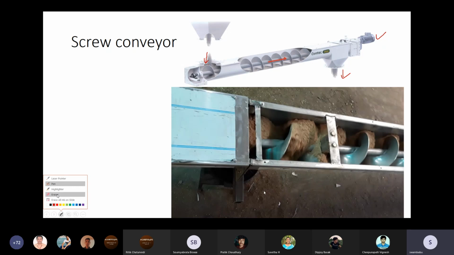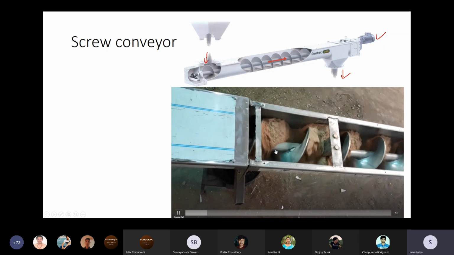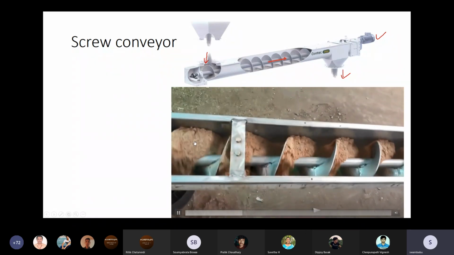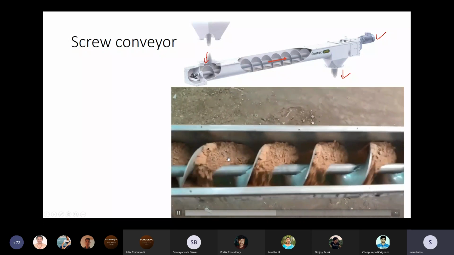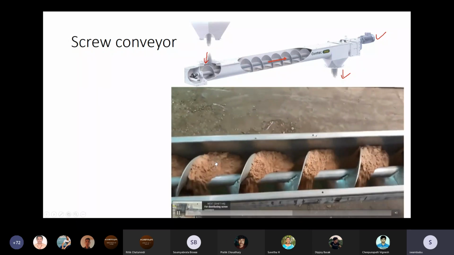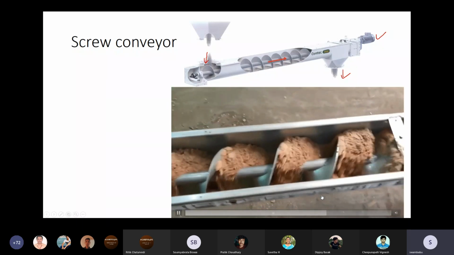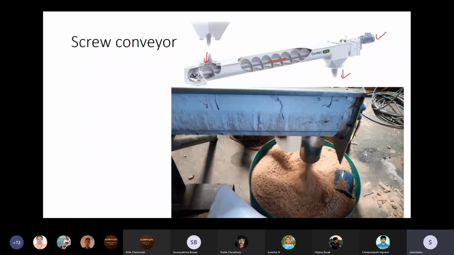Again, I just put a small video to understand easily. Here is the screw, which is loaded with sand, and you can see as the screw is moving, the solids are pushed or carried by the screw. This way, the sand is being transported from one point to another point, and it's collected at the discharge point.